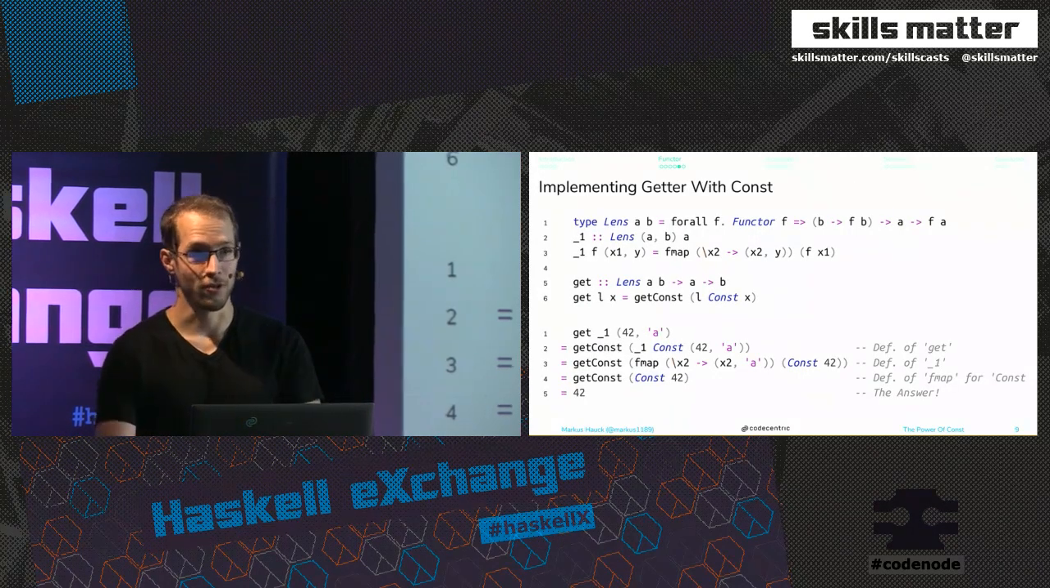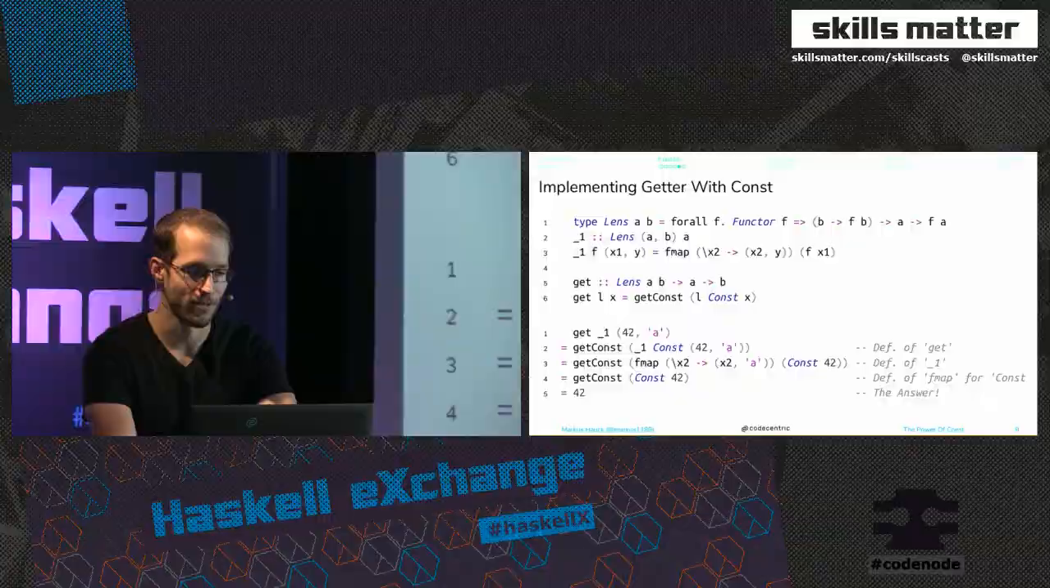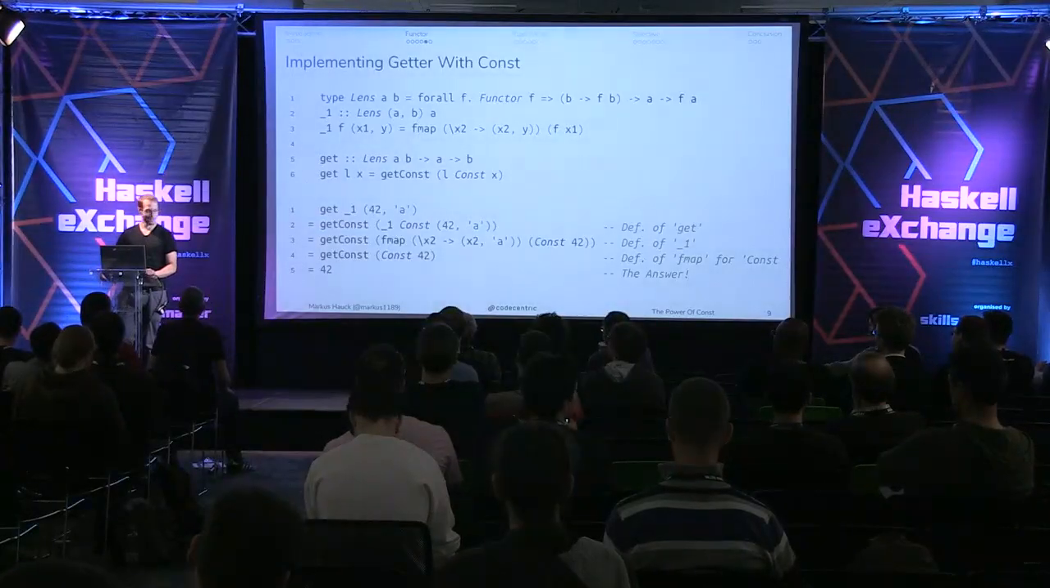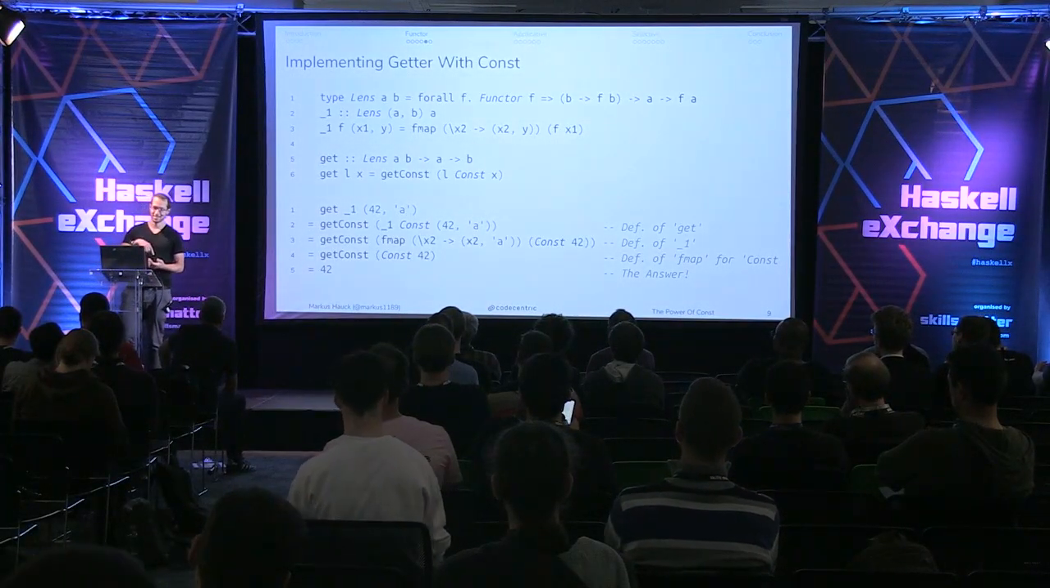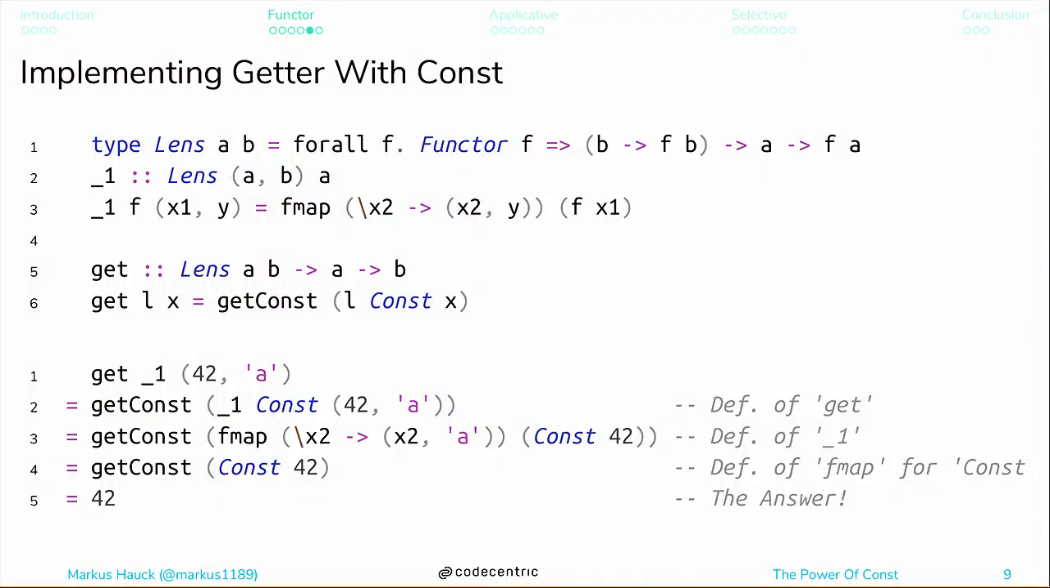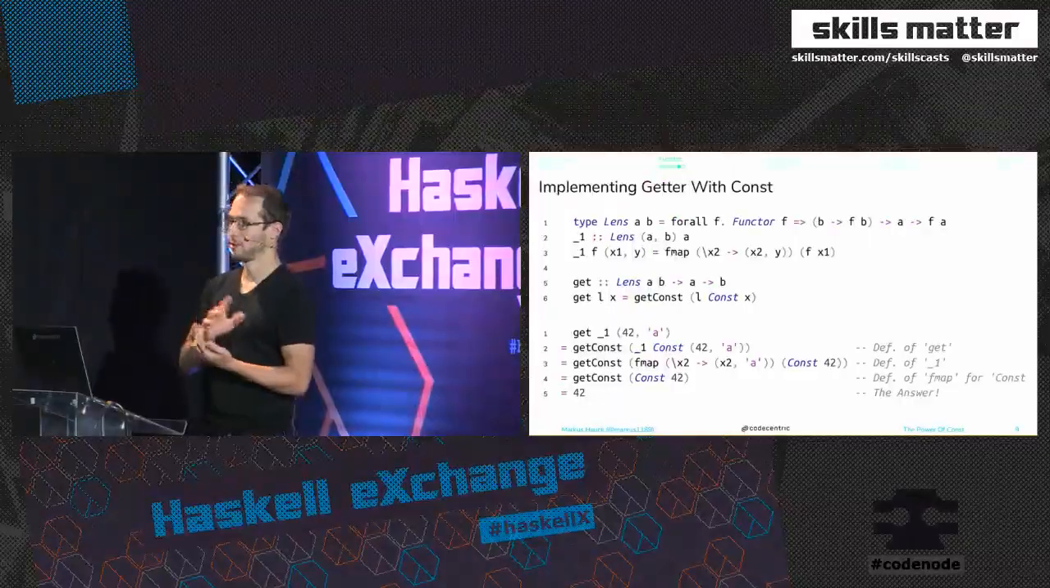Okay, and now comes the trick. For this lens, we want to define the getter, so the get method. Here we are. So the get method gets in a lens. So this is this one here, that goes from A to B. And then we are given an A, and we have to extract the B. And the trick now is we can apply this lens to const and to x, and then we can unwrap the const again. And then we have our getter.